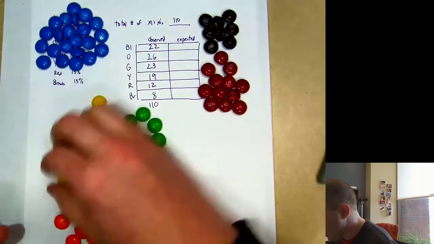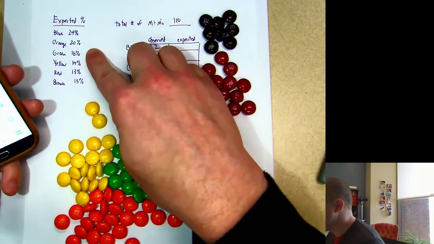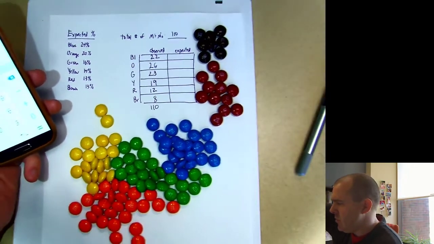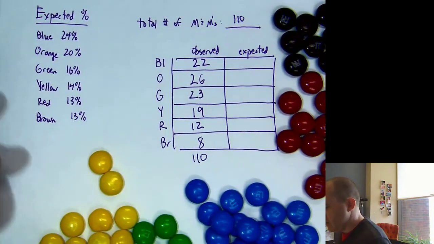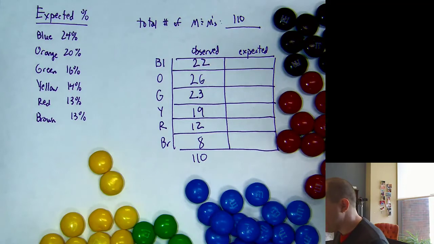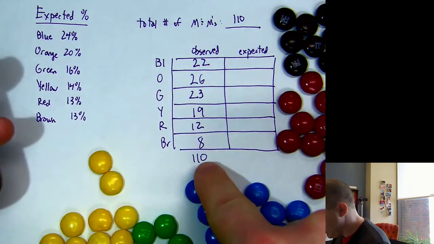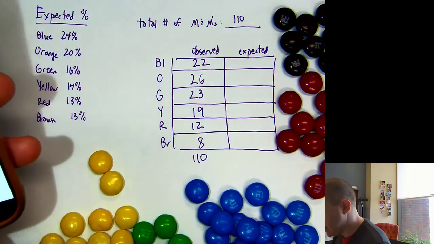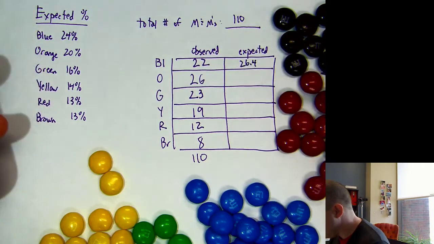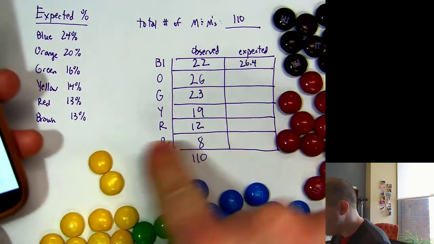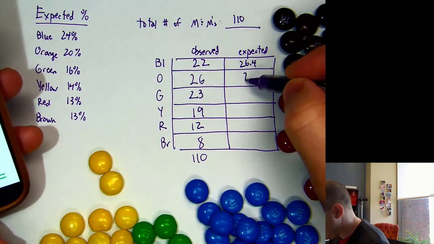Now, I covered up these percentages here. This is what we would expect. So if we zoom in, those are the percentages we would expect. So if we have 110, we'd expect 24% of that 110. So 24% times 110, we'd expect, and I'm just going to do tenths place here, 26.4. Orange, we'd expect 20%. So what would that be? 22, right? I don't trust my calculations on the screen.